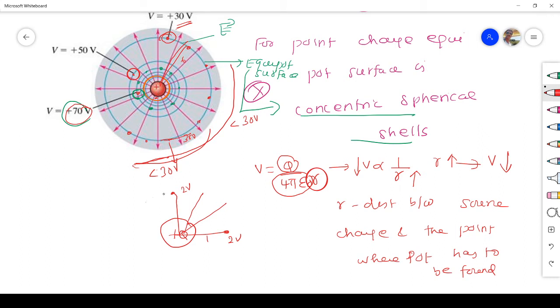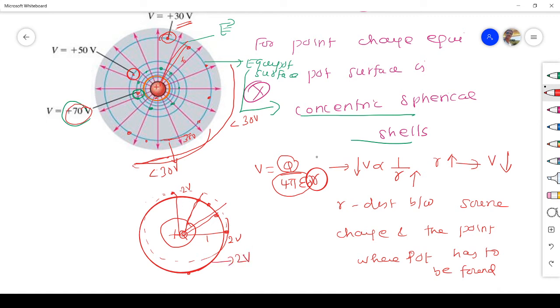So if you connect all the points, all the points in this circle have the same radius. If this is 1 centimeter, this point is also located at 1 centimeter, this point is also located at 1 centimeter. All the points are located at the same 1 centimeter, so all have the same potential, for example 2 volt.